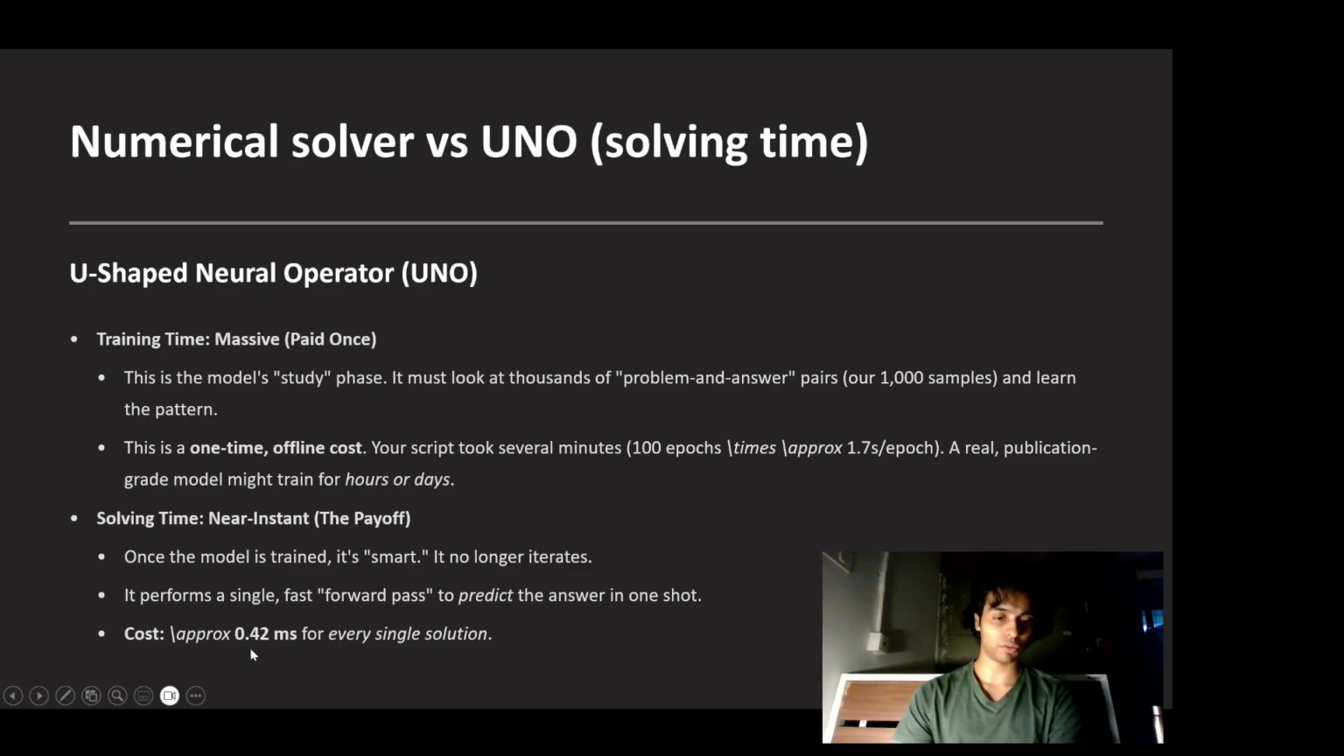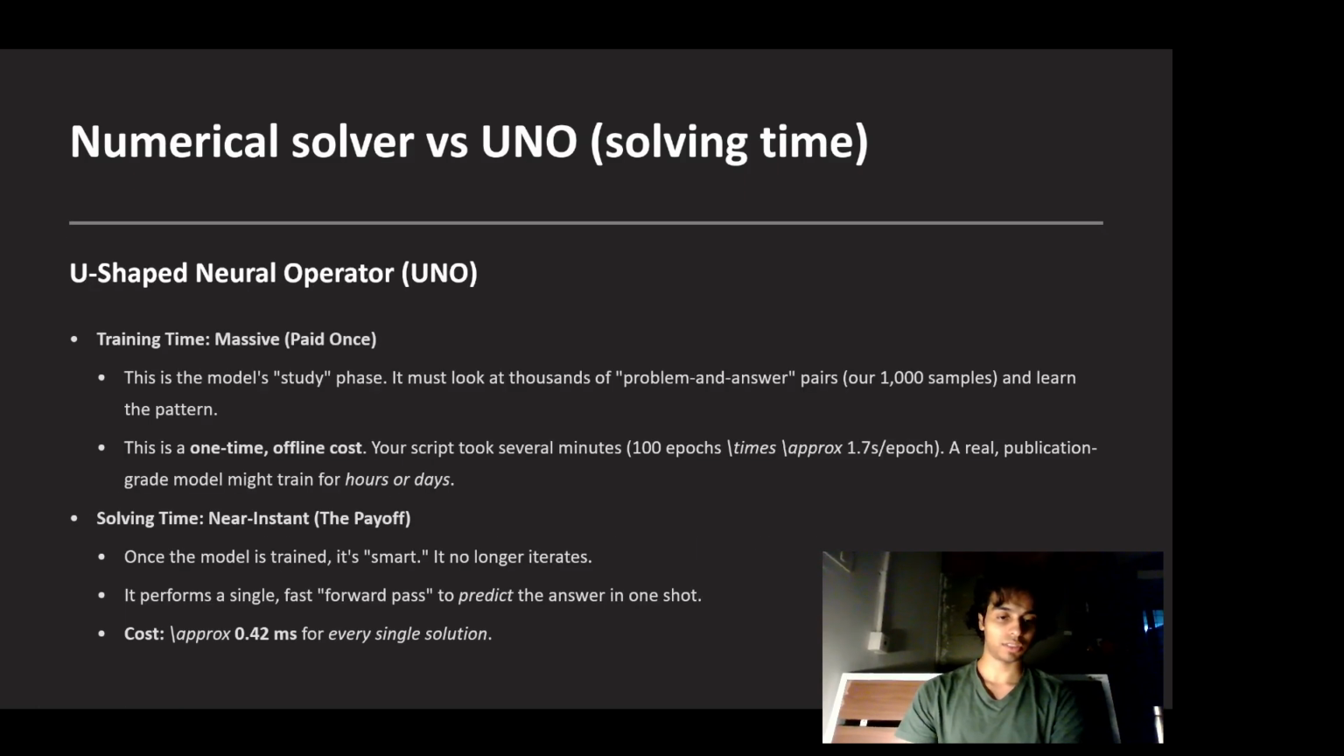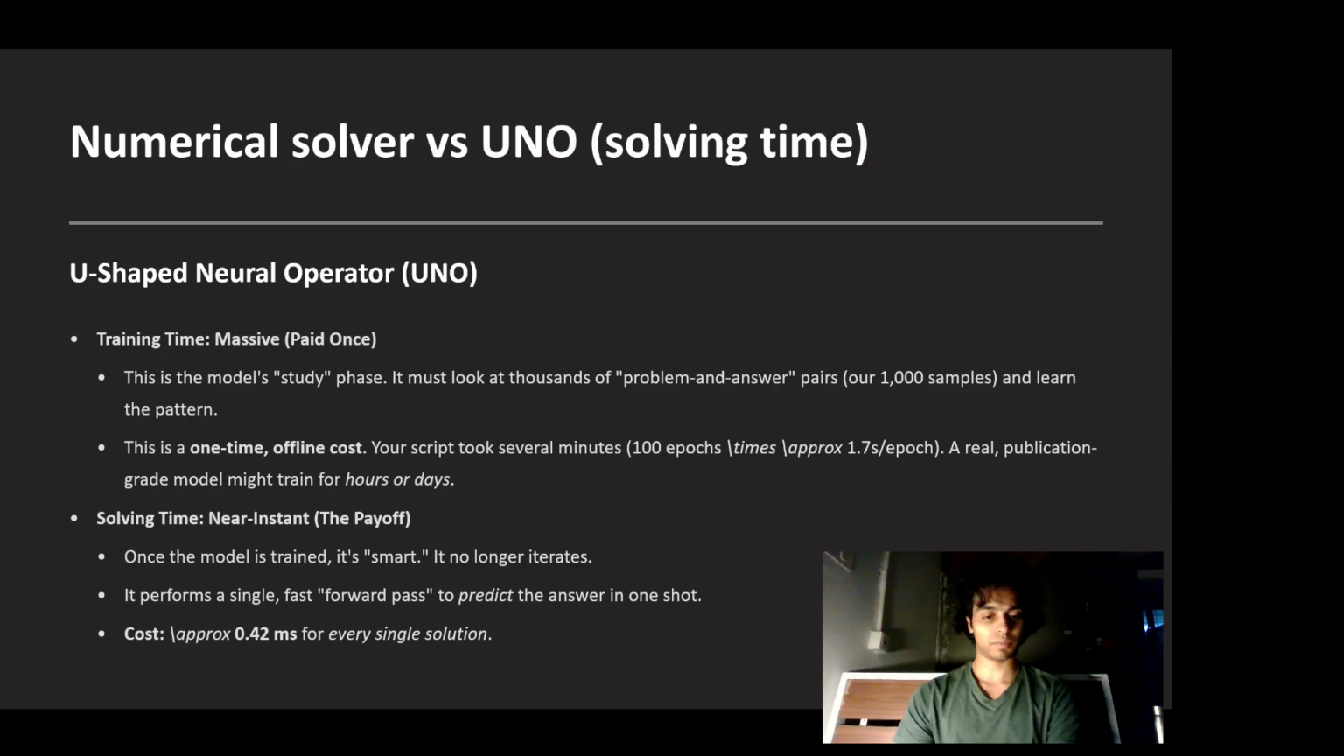Naturally, you see this as 0.42 milliseconds, or this is 200 milliseconds. This is for 5,000 iterative loops. In our model, we actually saw an almost 147 times increase in speed. Oh, this is 147. Okay. So yeah, an extremely high speedup, which we will see, right?